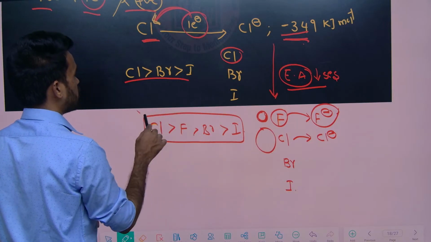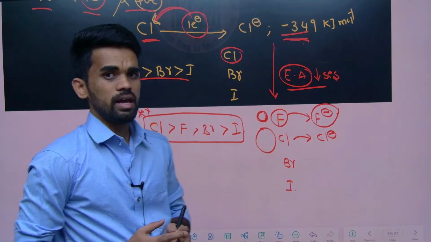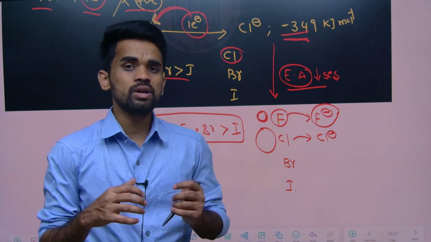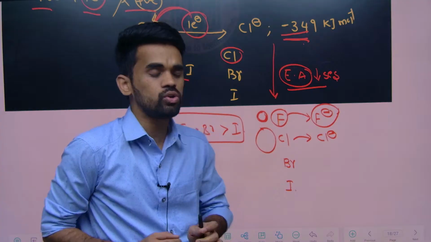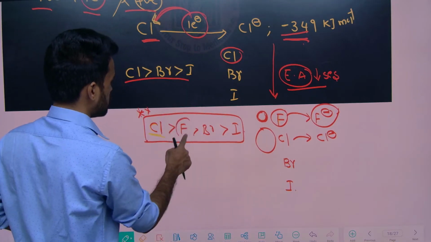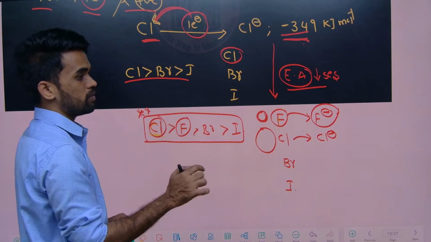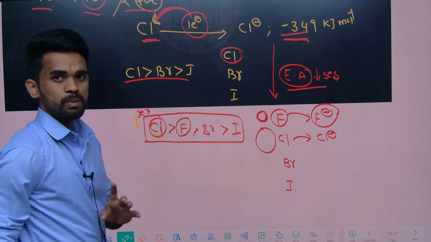Now I will give you one conclusion here. The most electronegative element in the periodic table is fluorine, whereas if someone asks you for the element with the most electron affinity in the periodic table, you should mention chlorine. Electronegative element: fluorine. Electron affinity element: chlorine. Remember this, one of the important things to remember. Hope it is clear.